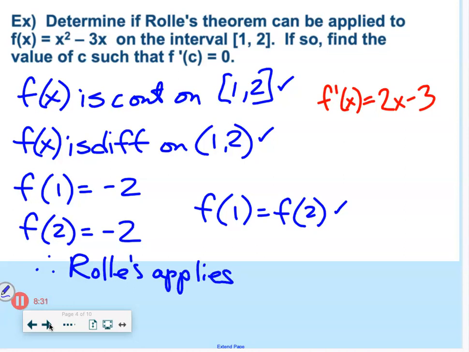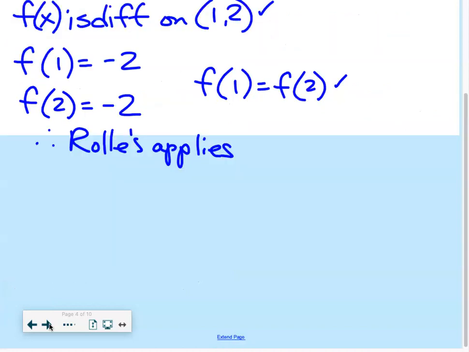All right, we don't have to write a conclusion statement. They didn't ask you to explain why. What they asked you to do is find the value of c such that f prime of c equals 0. So in order to find that c, what you're really doing is setting your derivative equal to 0 and solving for x, because c is really an x value. So for this next part, what's our derivative? 2x minus 3. So you set your 2x minus 3 equal to 0.